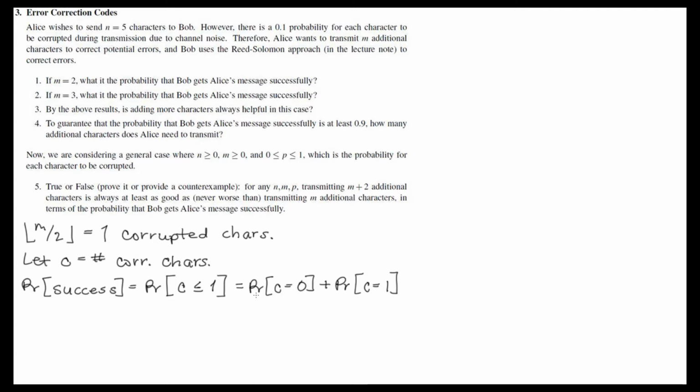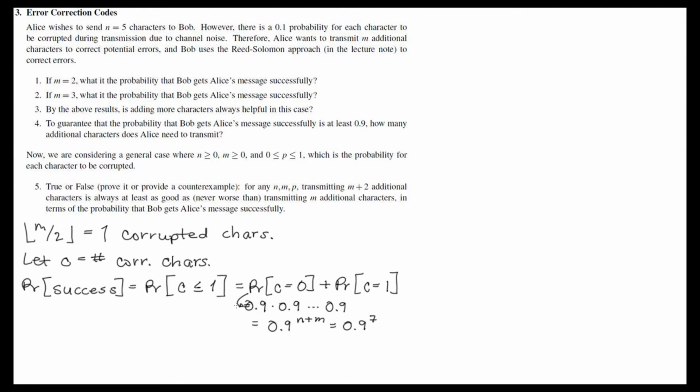So for the probability of C equaling 0, what we have is that every single character must have come through successfully. For a character to come through successfully, there's a 0.9 probability. So we have 0.9 times 0.9 once for each character. So we end up with 0.9 to the n plus m, which is 0.9 to the 7, because every single character has to be correct. So this is just for the probability that C equals 0.